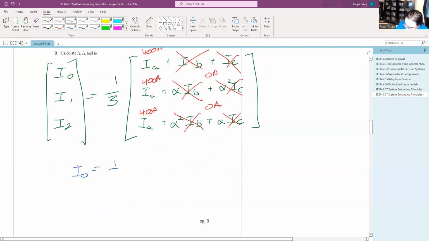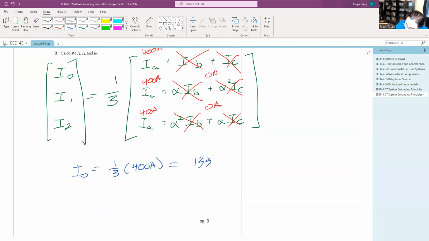I0 equals 1/3 of 400 amps, right? And that's going to be equal to 133.3, right? 400 divided by 3, yep. 133.3 amps. I1 is going to be the same thing, which is equal to 133.3 amps. I2 is equal to the same thing, which equals 133.3 amps. Okay. Now, does that make sense?